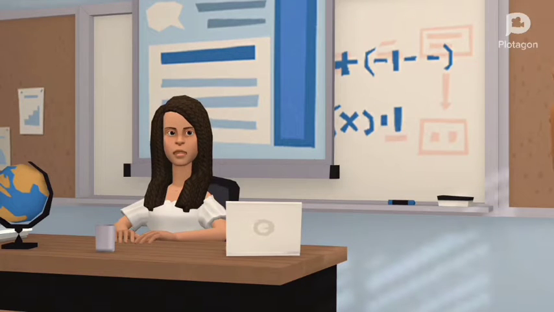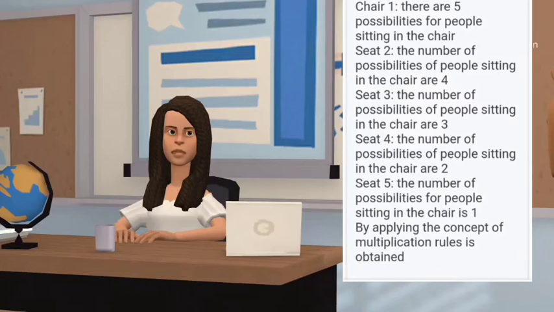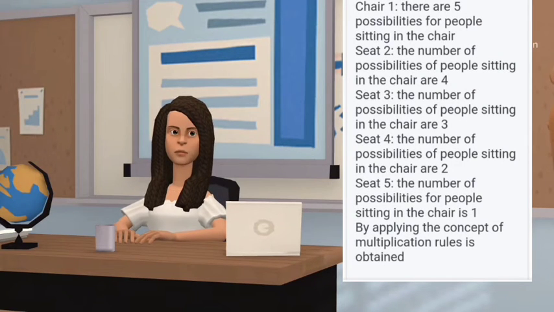Let's discuss together. So to determine the number of different seating arrangements for 6 people sitting in a circle, we can start by determining one of the seats as a reference, so that the remaining 5 seats. Of the 5 seats, if we try to determine the number of arrangements, namely, chair 1, there are 5 possibilities for people sitting in the chair. Seat 2, the number of possibilities of people sitting in the chair are 4.